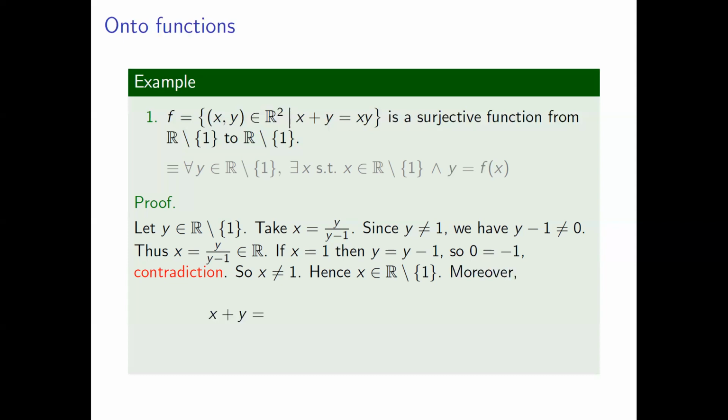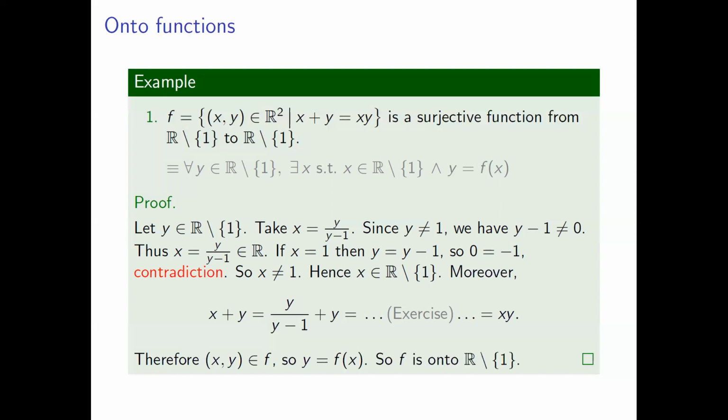Moreover, x plus y is equal to y over y minus 1 plus y. It can be shown that this is equal to x times y. We leave the details as an exercise. Therefore, the ordered pair (x, y) is an element of f, and thus y is equal to f of x. So f is onto the set of real numbers not equal to 1, as claimed.